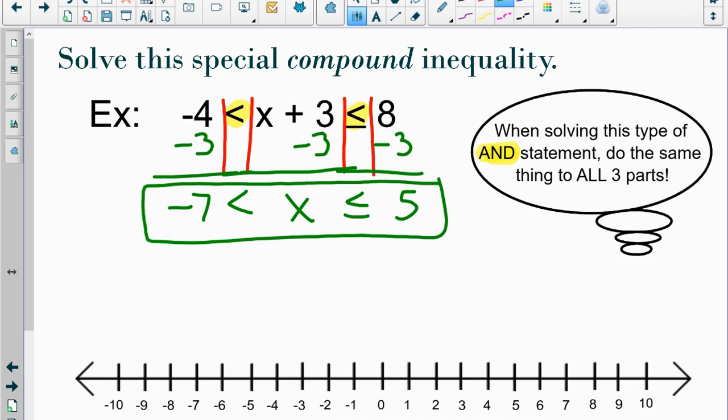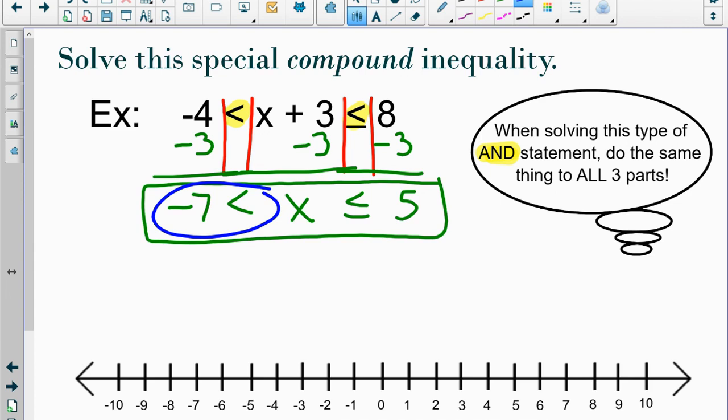Now let's graph. Graphing these actually ends up being kind of fun. I like graphing these. I'll show you the quick, easy way of doing it, and then I'll show you why that works. So what we want to do is focus on our target values and the type of circle that we're going to draw.